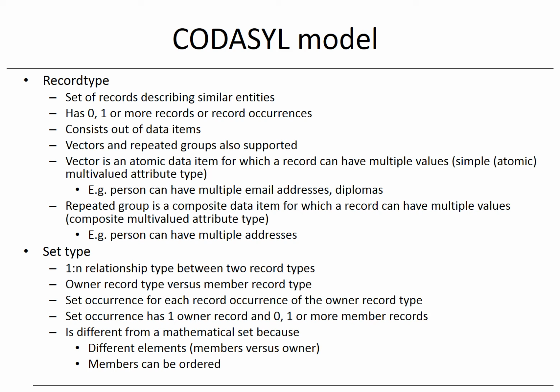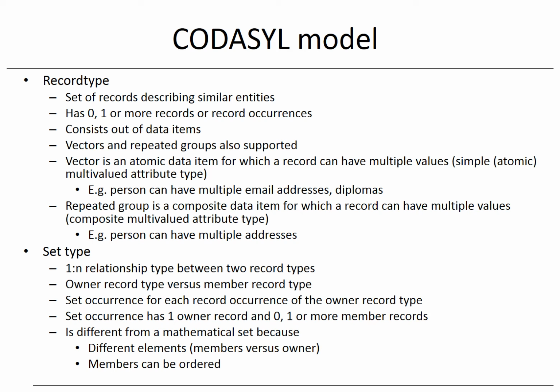A set type models a one-to-n relationship type between an owner record type and a member record type. A set type has a set occurrence for each record occurrence of the owner record type together with all member records. Put differently, a set occurrence has one owner record and 0, 1, or more member records. It is important to note that the CODASYL interpretation of a set does not completely correspond to the concept of a set as we know it in mathematics.